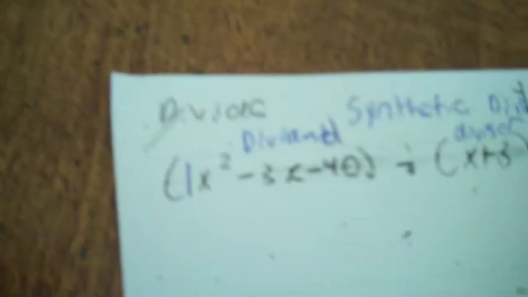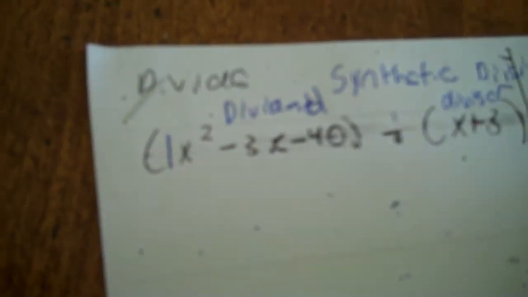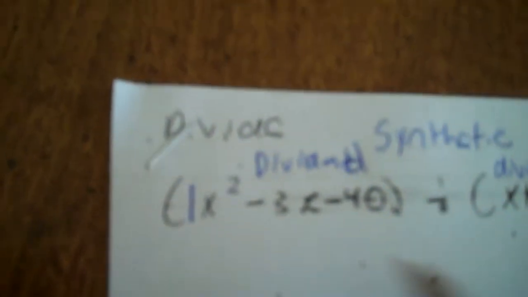Now, here's what you do with your divisor. No, let's talk about the dividend first. You make sure these all have coefficients: 1, -3, -40. Now you put the coefficients right here. You line them up inside: 1, -3, -40. You don't put the variables on.